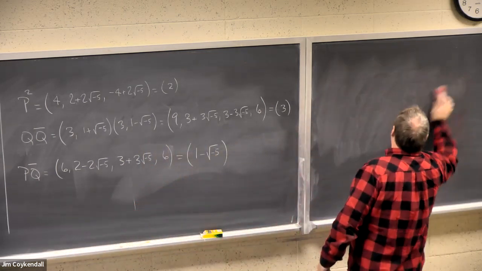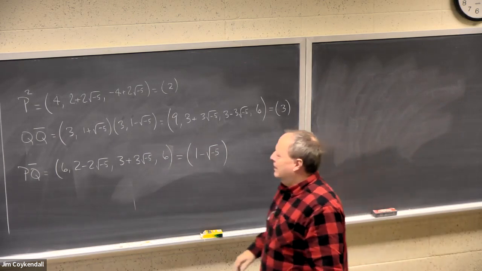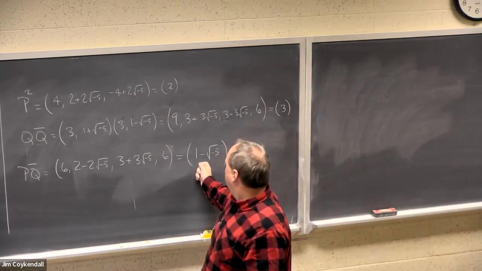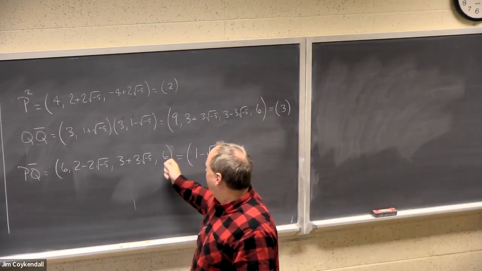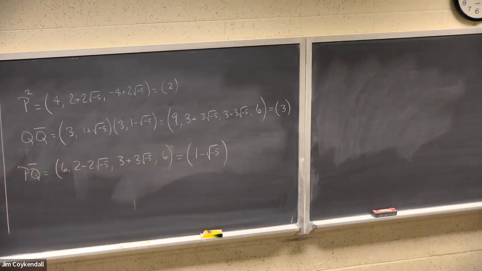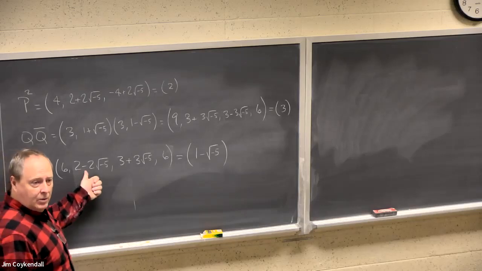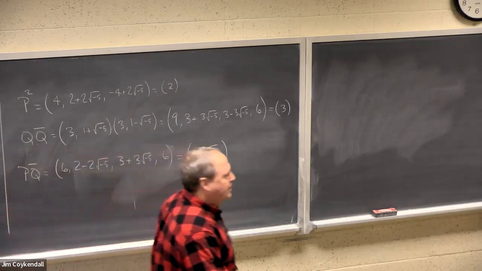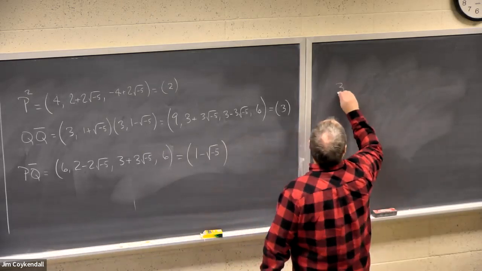Let me verify this a little bit. First of all, it's clear that 1 minus radical negative 5 divides 6, right? Because of this equation right here. Got that. It's also clear it divides this one, right? Because of course it's 2. Maybe not this one, it might be a little mysterious, but let's see.